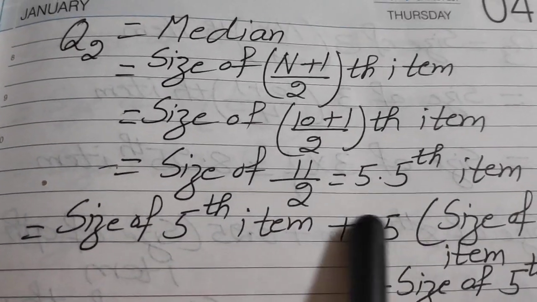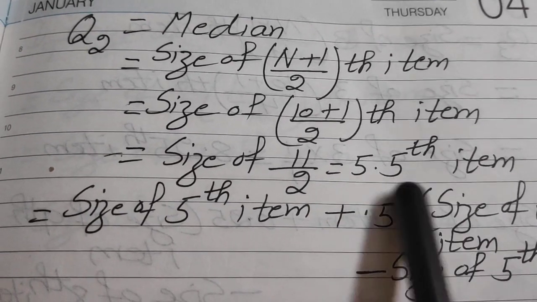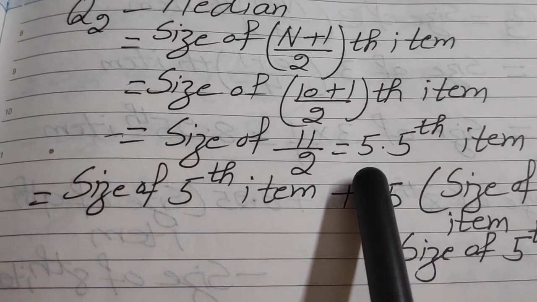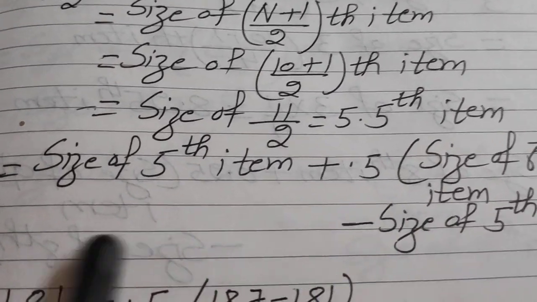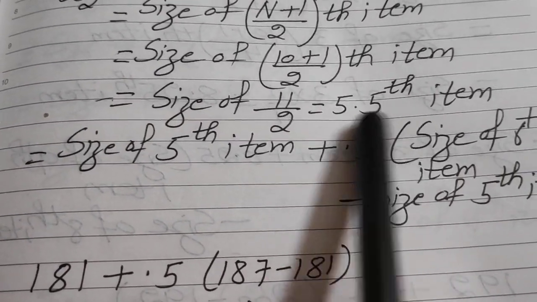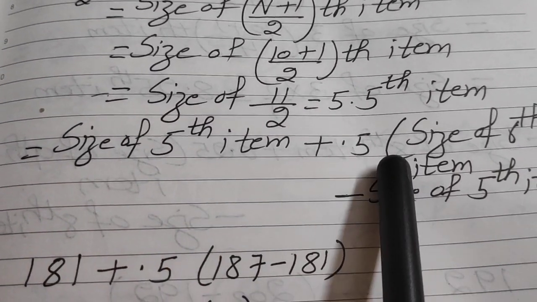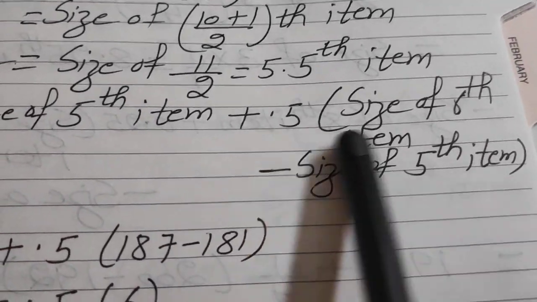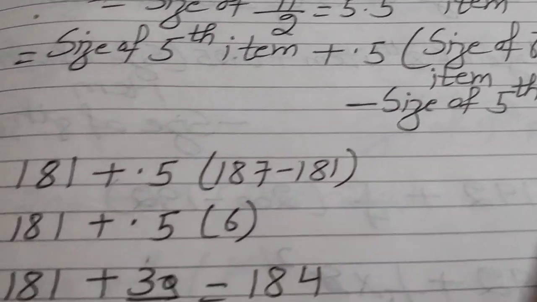Now there are two methods to deal with it if the answer comes to be 5.5. You can take the average or you can do it this way also: size of fifth item plus 0.5, again हमने इसको स्प्लिट कर लिया टू पार्ट्स में 0.5, देन साइज ऑफ फिफ्थ से नेक्स्ट आइटम कौन सी होगी, सिक्स्थ, size of sixth item minus size of fifth item.